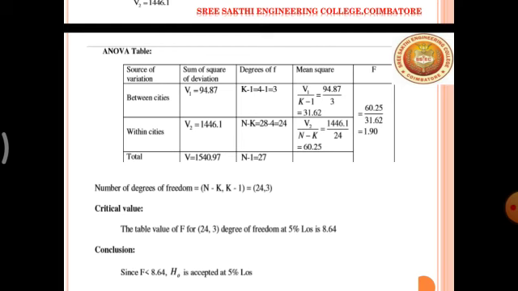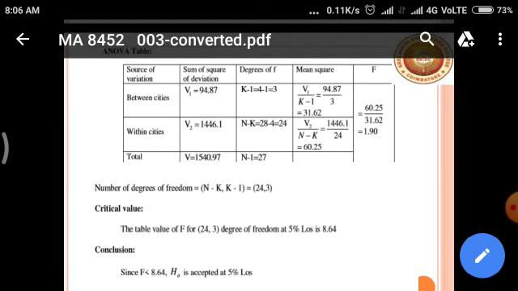Okay, the critical value is taken from the F table, using V1 and V2, that is the degrees of freedom: V1, and compared with the SSC, the corresponding degree of freedom, that is V2. Okay, we take 24, 3, and we get the new solution for the 5% level of significance, that is 8.64. Our final conclusion: we take the calculated value and compare it with the table value. If the calculated value is lesser than the table value, we will accept the null hypothesis, otherwise we will reject the H0.